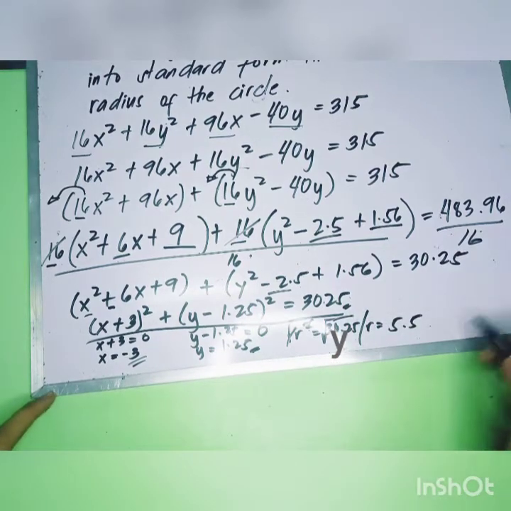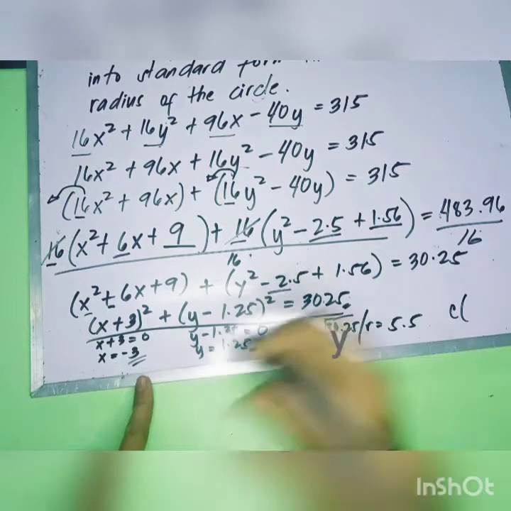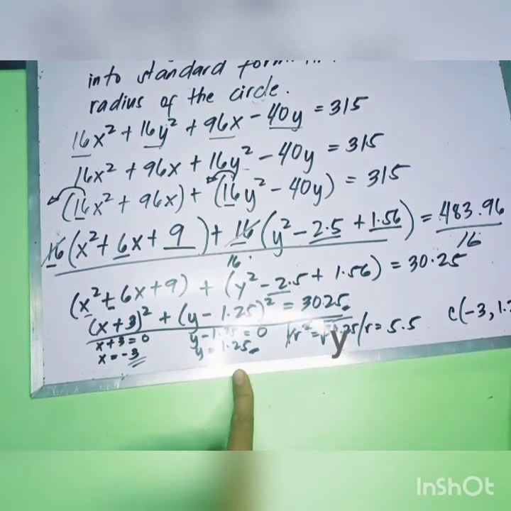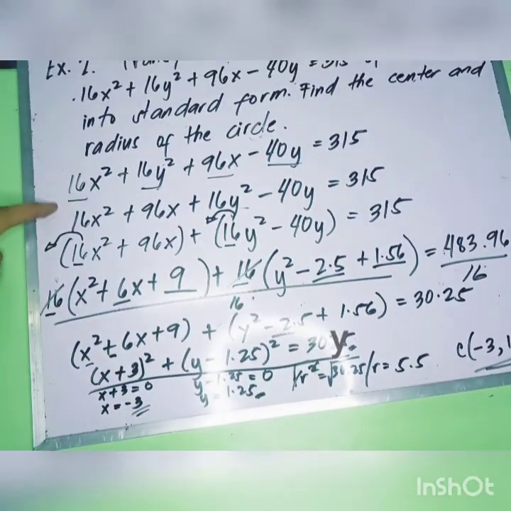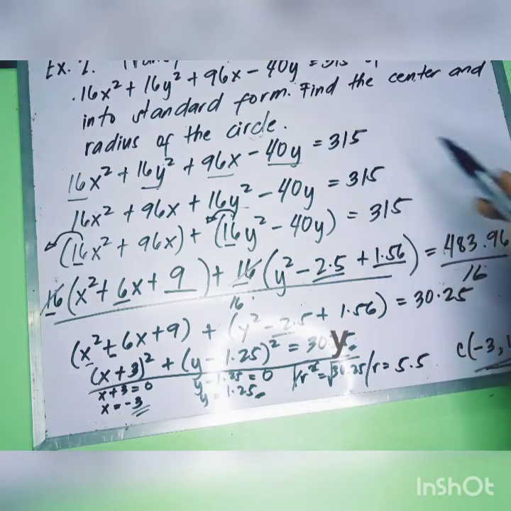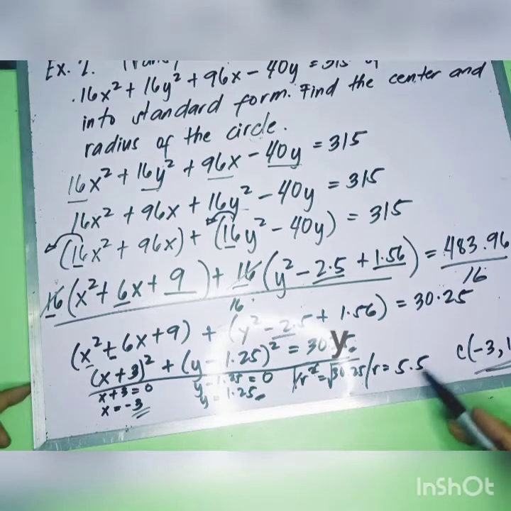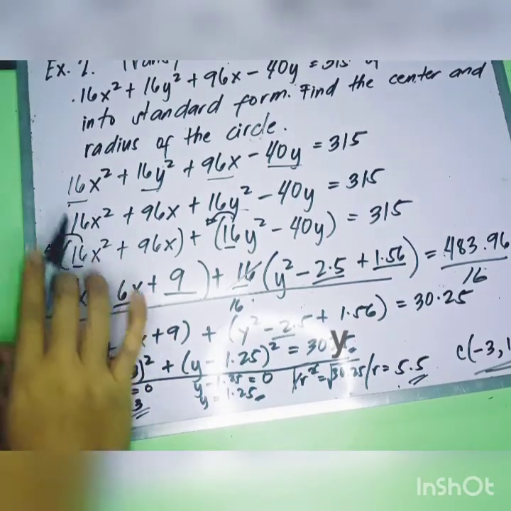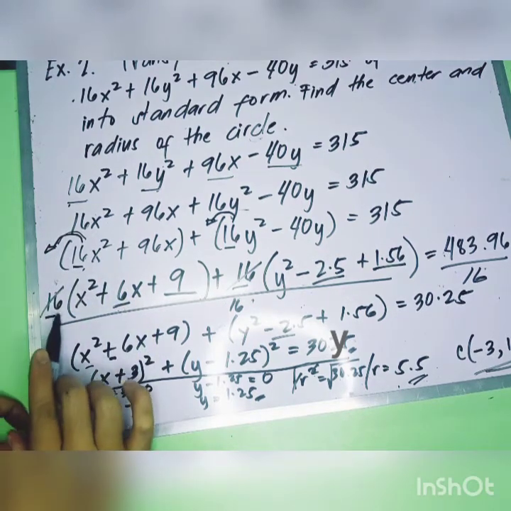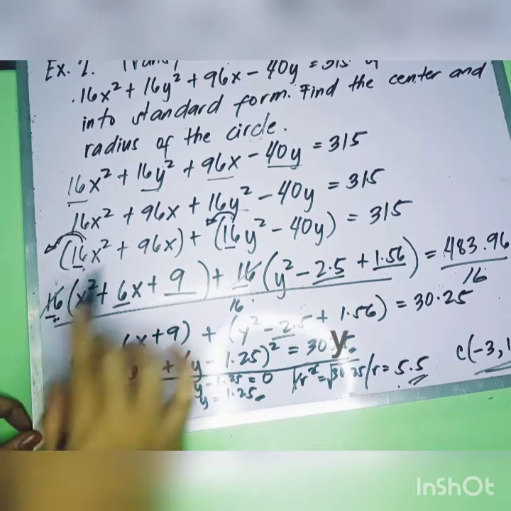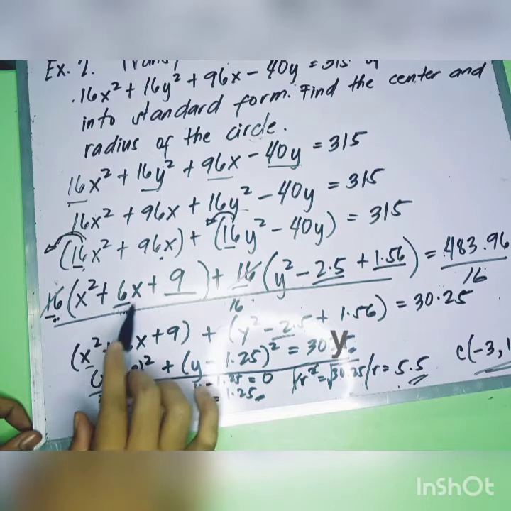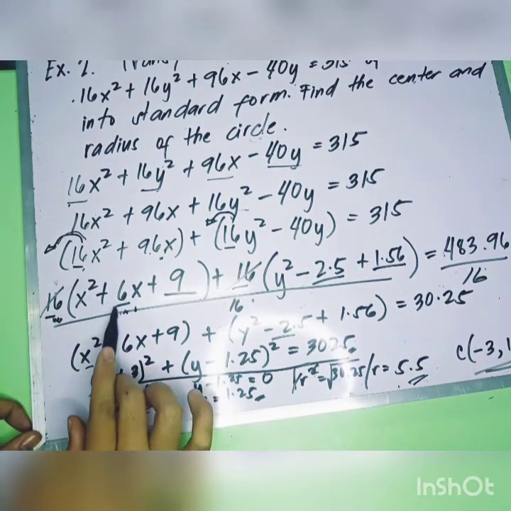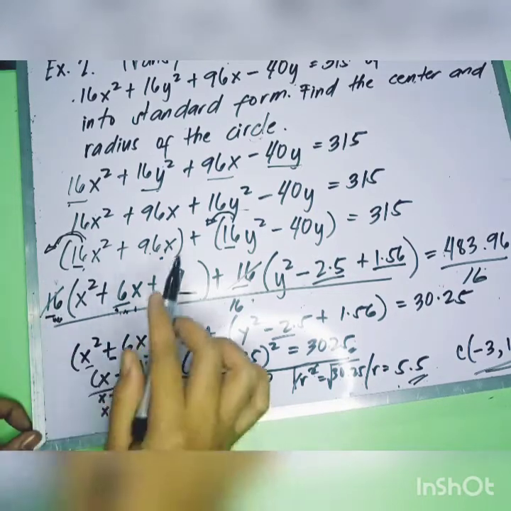5.5, okay? So, therefore, the center of this given is, the value of our x here, we have negative 3, comma, and then the value of y, we have positive 1.25. Okay? So, the center of 16x squared plus 16y squared plus 96x minus 40y equals 315 is negative 3, comma 1.25, and the radius is 5.5. Okay, again, if you have a coefficient value here in x, we factor it, we take it out to the quantity. And after you take it out, you divide the value you took out into this, to get the second term. So 96 divided by the value you took out, then that will be your second term. Again, for the third term, divide the second term by 2, and then after, the answer, we square it, that will be your third term.